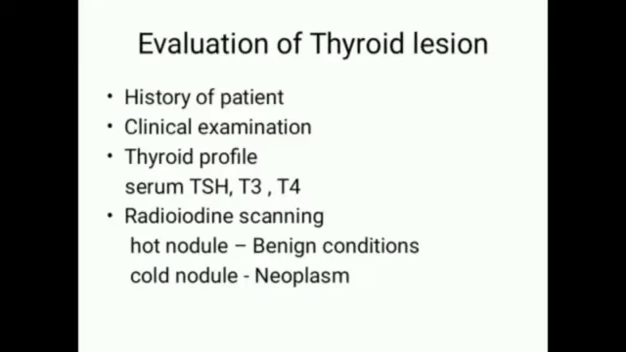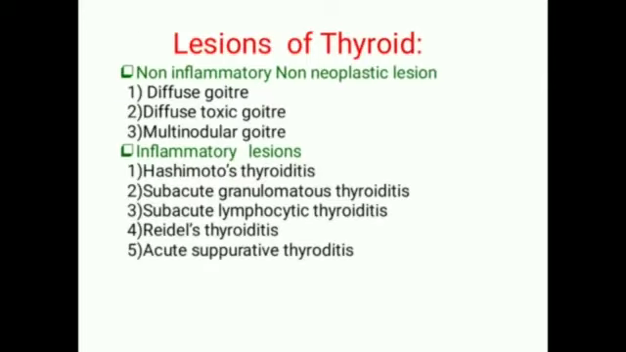Now whenever there is any thyroid lesion, how will you evaluate the patient? First you will see the history of the patient, the clinical examination, the thyroid profile. In the thyroid profile the most important three are TSH, T3 and T4. Then radioiodine scanning, in which there are two types: hot nodule and cold nodule. The hot nodule is mostly for a benign condition and the cold nodule is for a neoplasm.